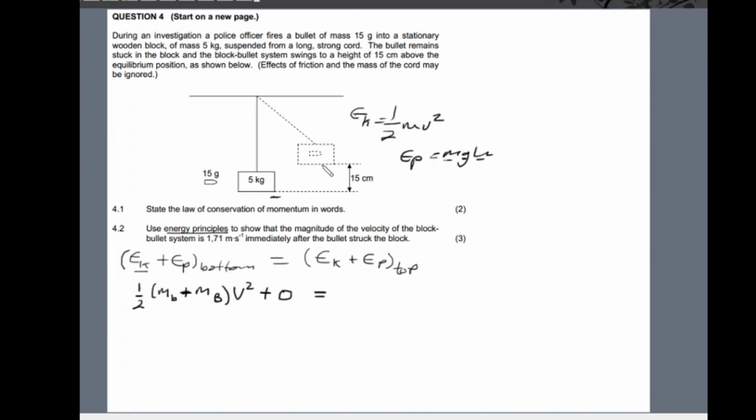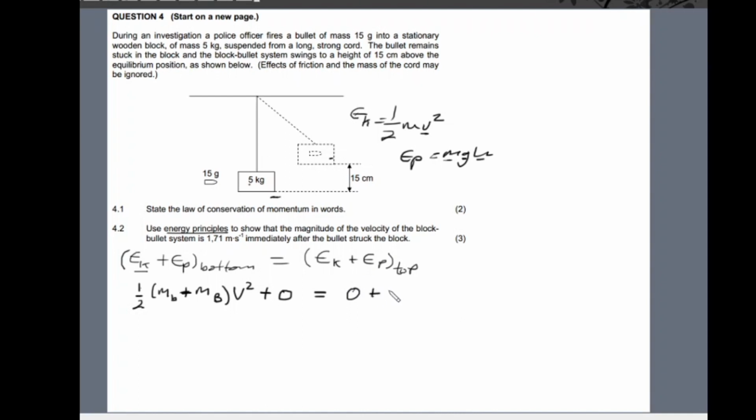And then now we are at the top, where the velocity is 0. As the bullet struck the block, the block-bullet system will move to this height and remain at rest for a couple of seconds. As they remain at rest, the velocity of the block-bullet system at that point in time will be 0. Because the velocity is 0, it means the kinetic energy will be 0, right? So the kinetic energy at the top will be 0.